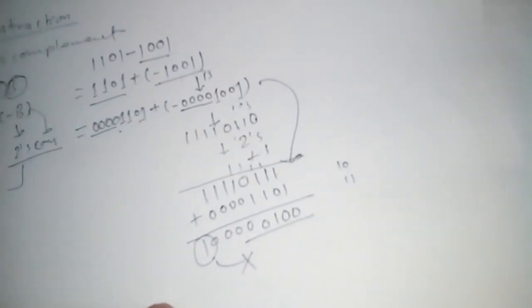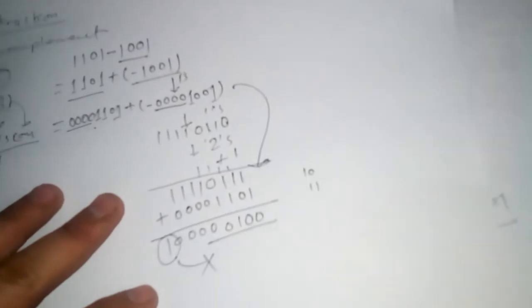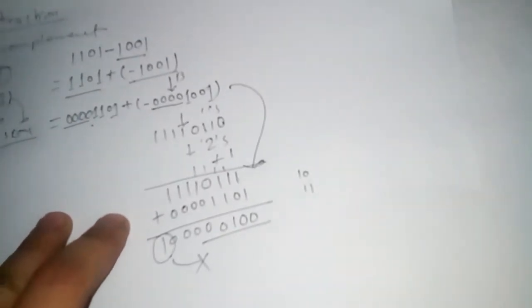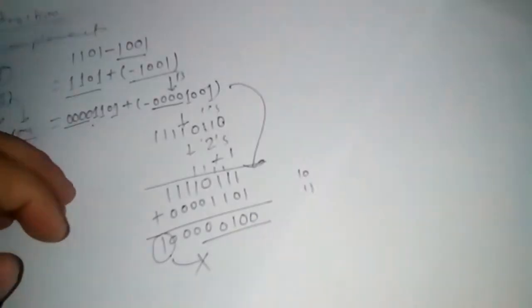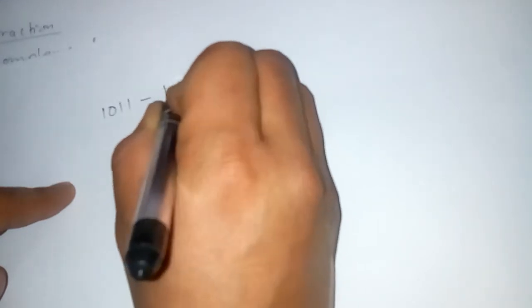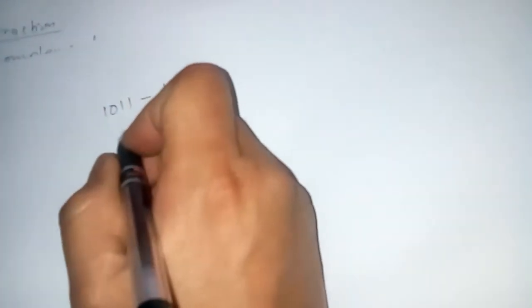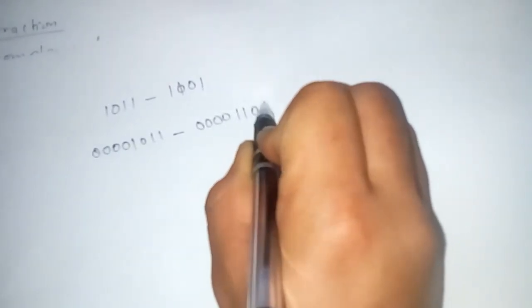Let's see another example, subtracting a larger number from a smaller number. Let's see the example: 1 0 1 1 subtraction 1 1 0 1. First of all, we need to convert the 4 bit numbers into 8 bit numbers: 0 0 0 0 1 0 1 1 subtraction 0 0 0 0 1 1 0 1.